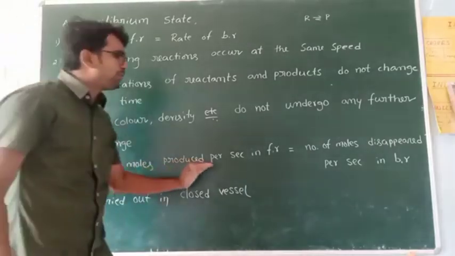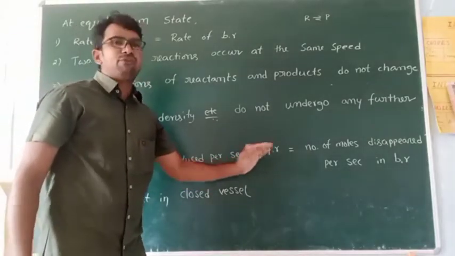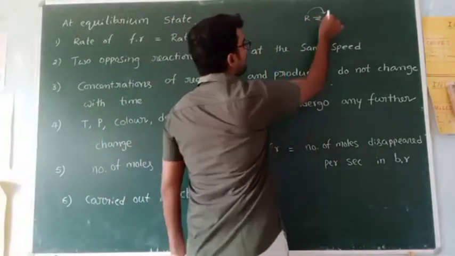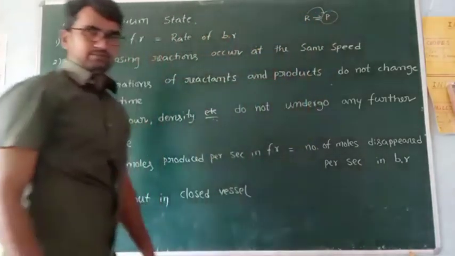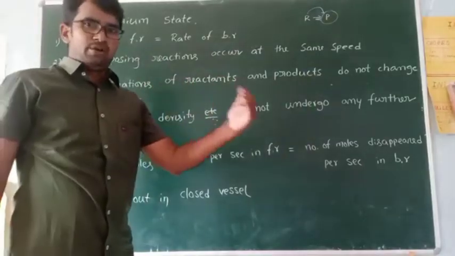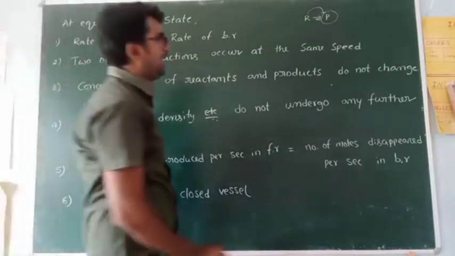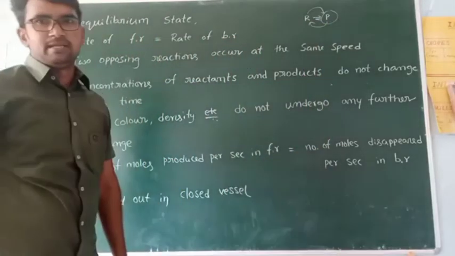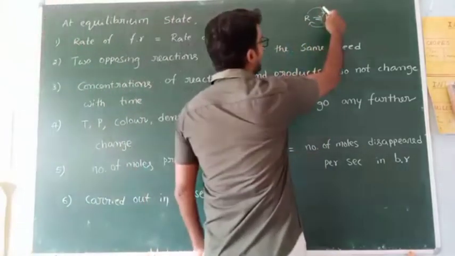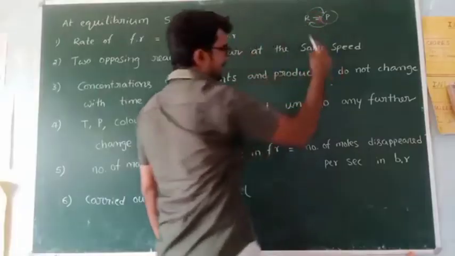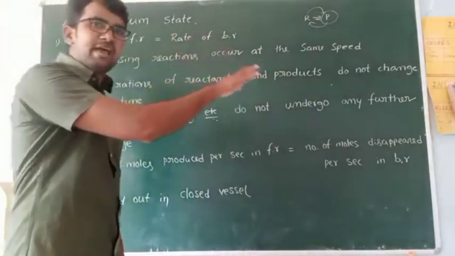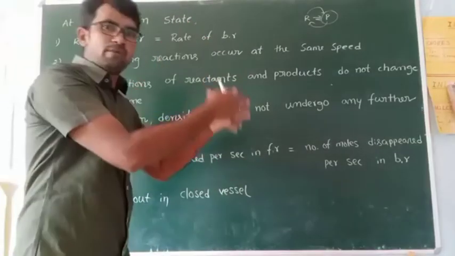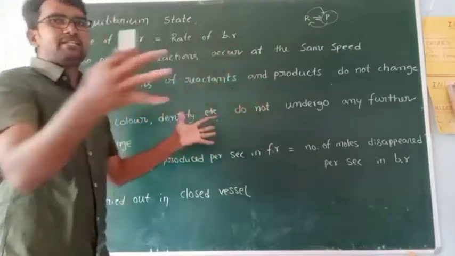Number of moles produced per second in the forward reaction. In the forward reaction, how much product is formed? The number of moles of product formed must be equal to the number of moles disappeared. Disappeared means the product is converted back to reactant. So in the backward reaction, the same number of moles are converted into reactants. Formation and disappearance happen at the same time.